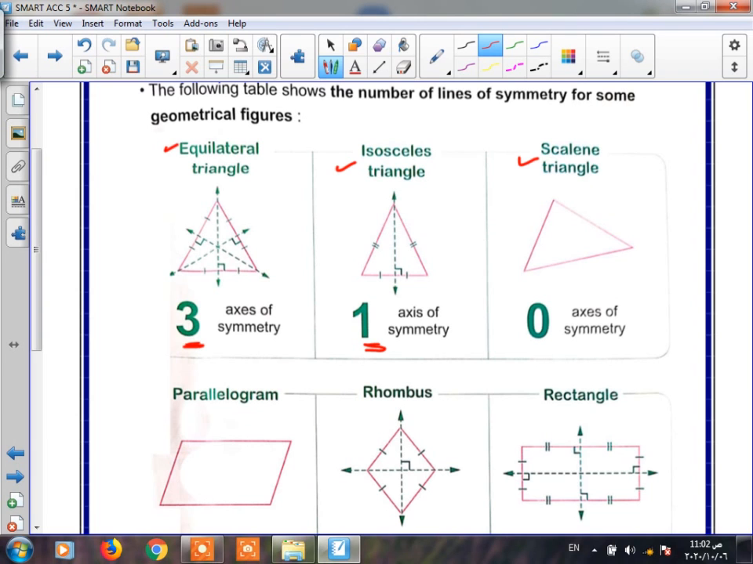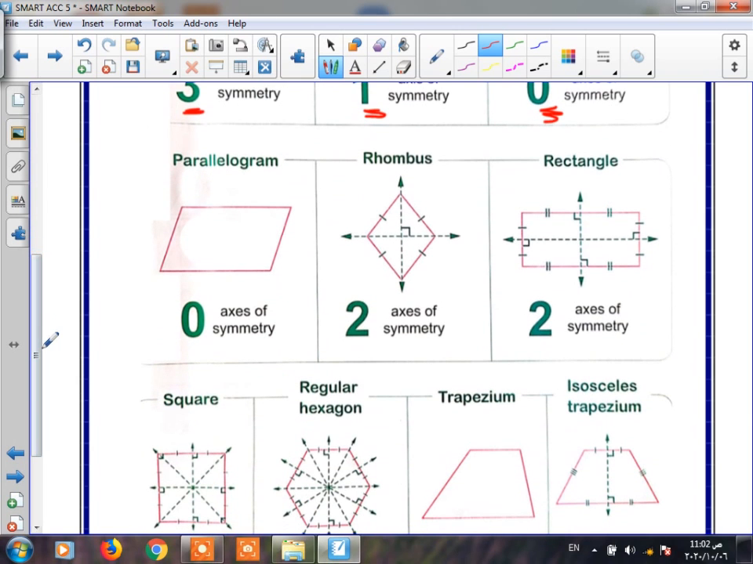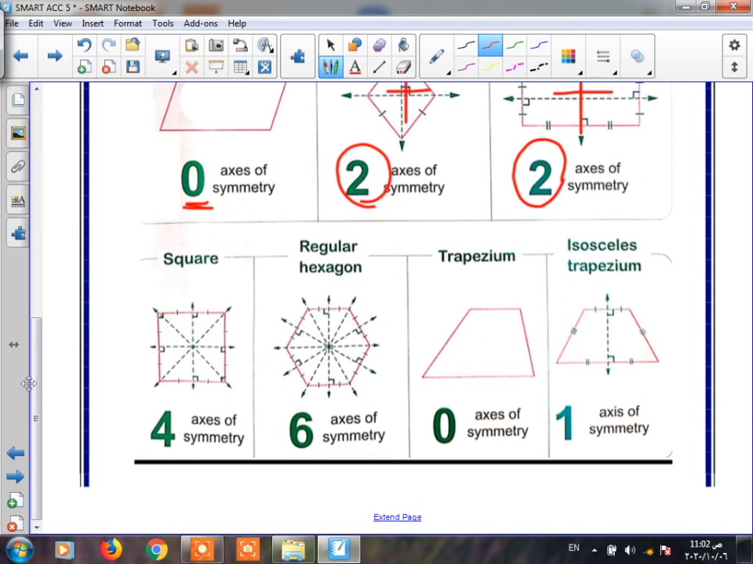And here the scalene triangle has 0 axes of symmetry because here I can't divide it into two congruent parts. Okay? The parallelogram also has 0. Rhombus has 2 axes of symmetry. Look, they make here perpendicular. Here 2. The rectangle also has 2. And then here I have the square. It has 4 axes of symmetry.